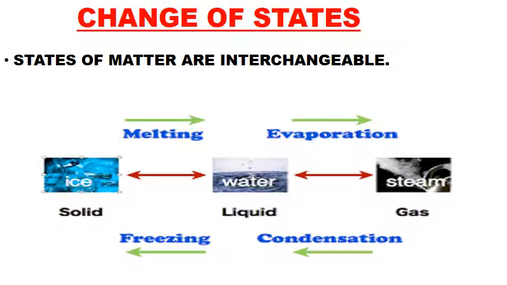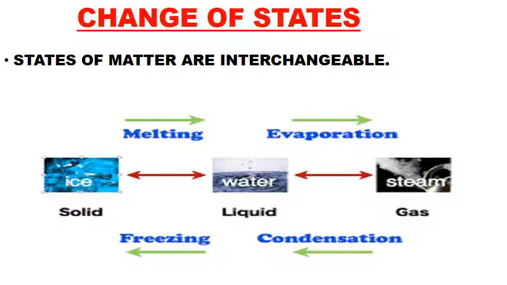Change of states. The three states of matter are interchangeable. For example, water exists in its liquid state. When it is cooled, it becomes ice, and this is its solid state. Similarly, when water is heated, it becomes steam, or you can say gas, and this is its gaseous state.